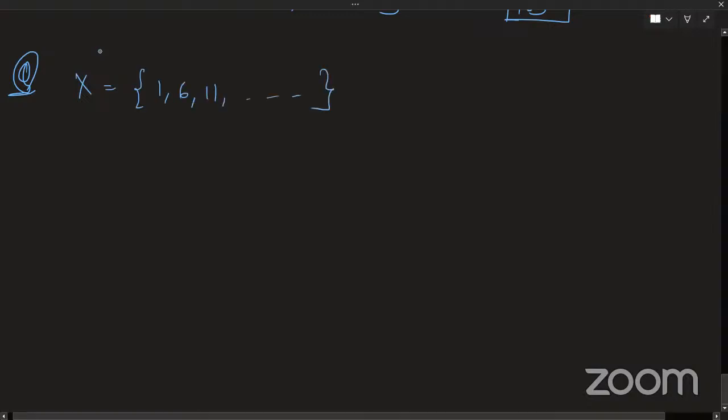So basically, X is a set: 1, 6, 11, like that. It has a total of 2018 terms; I am only considering the first 2018 terms. Similarly, I have Y: 9, 16, 23, like that. It also has 2018 terms.